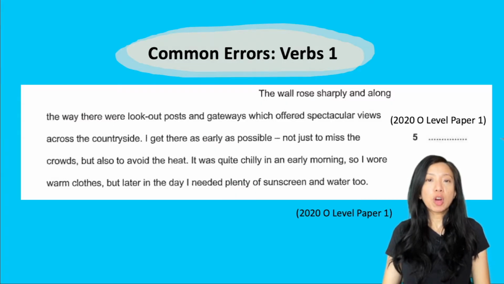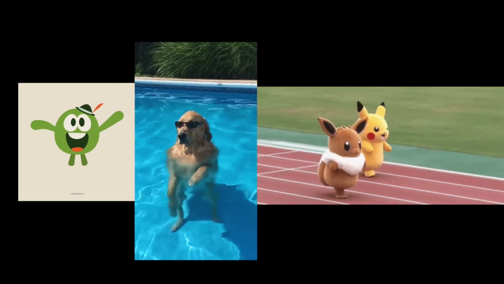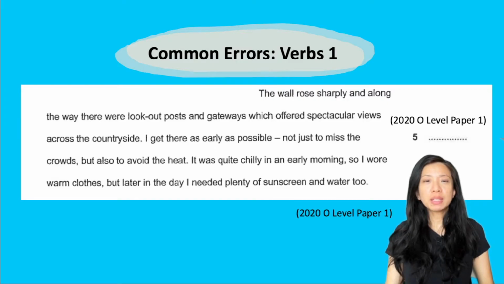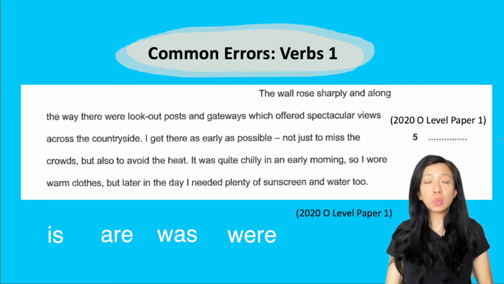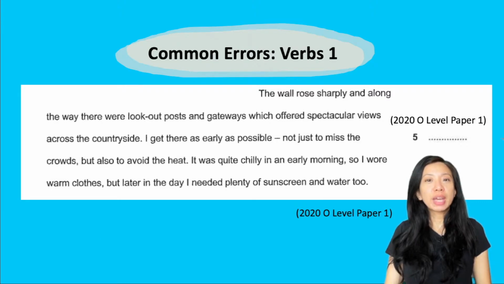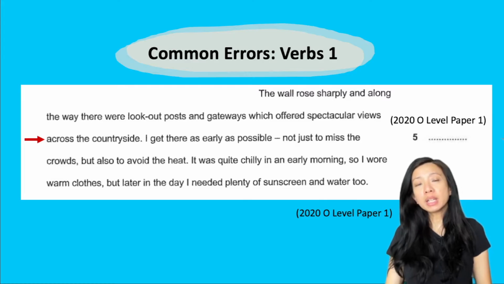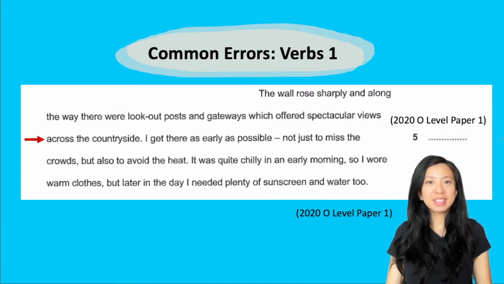So the first type of common errors are verbs. Verbs are usually action words like jump, swim, run, or they could be auxiliary verbs such as is, are, was, and were. So I'd like you to take a look at this example. We are focusing on line 5. Can you identify the error in line 5? The error here is the word 'get'.